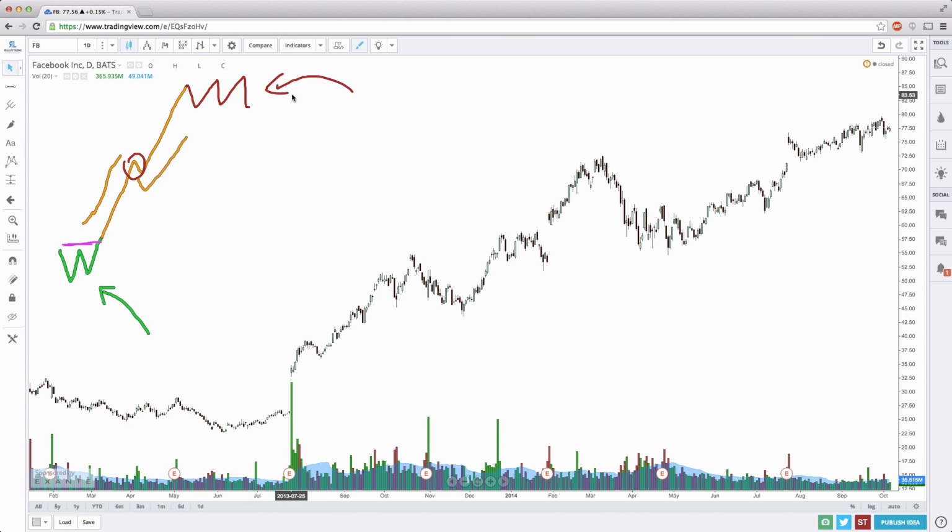What do you guys think happens in the red? Well, in the red, ladies and gentlemen, the red is called the distribution phase. And the distribution phase is where people sell. Who sells? Well, people who bought down in green or maybe somewhere in orange. They sell there to make a profit.